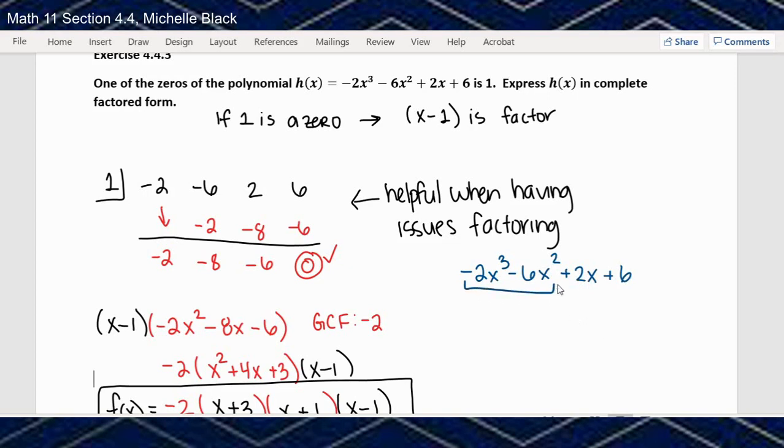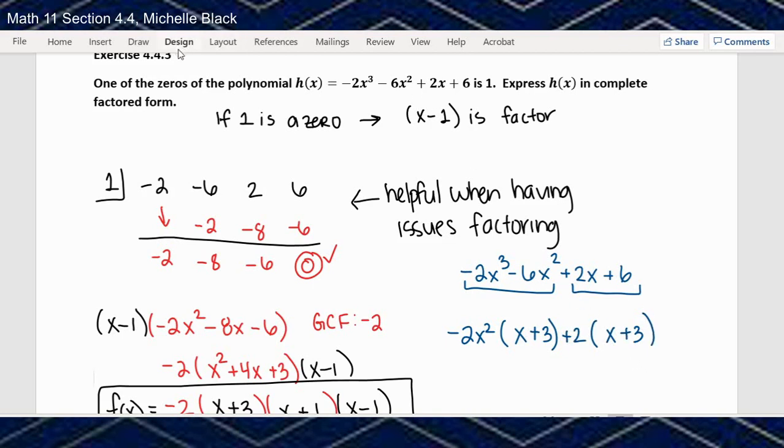So factoring by grouping, you look at two groups of your terms, and then you factor each of those groups. So in my first group here, the greatest common factor is negative 2x squared. When I factor out negative 2x squared from these first two terms, I'm just left with x plus 3. For my last two terms, the greatest common factor is a positive 2, and when I factor that out, I'm left with x plus 3.